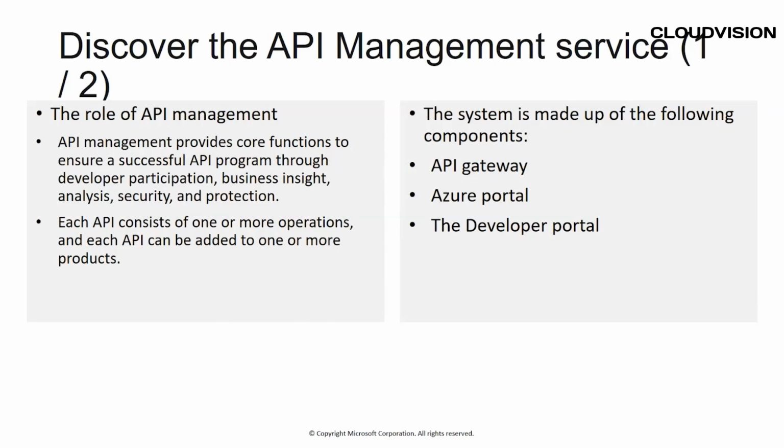So the role of API management. API management provides core functions to ensure a successful API program through developer participation, business insight, analysis, security, and protection. Each API consists of one or more operations, and each API can be added to one or more products. And to work with API management, you will get various components like a gateway. The API management service provides you a gateway. It is managed with the Azure portal, and there is a developer portal inside. Okay, that's what I read.